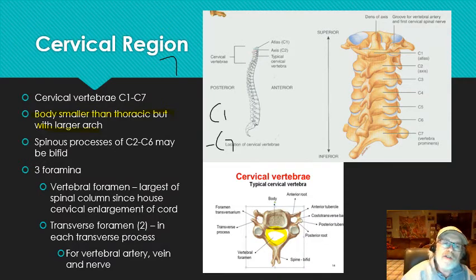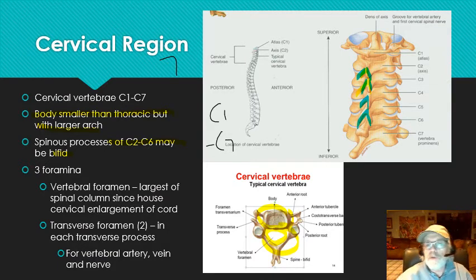So if I look at the cervical vertebrae, the body has a tendency to be smaller, but the vertebral foramen has a tendency to be larger. The spinous processes of C2 through C6 may be what are called bifid. Bifid means that they have 2 little spokes like a forked tongue. If you look up in here, you see a spoke there. That's not unusual. Usually after C6, it's not like that, and we start to get a regular type of spinous process.